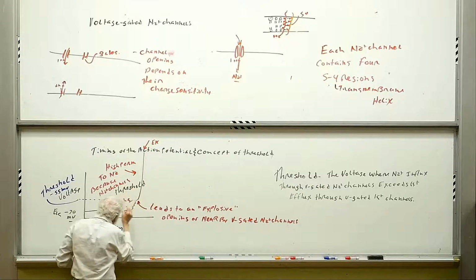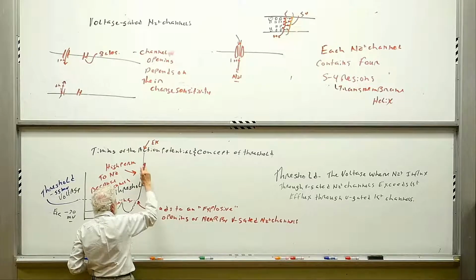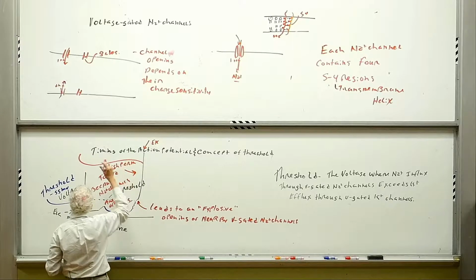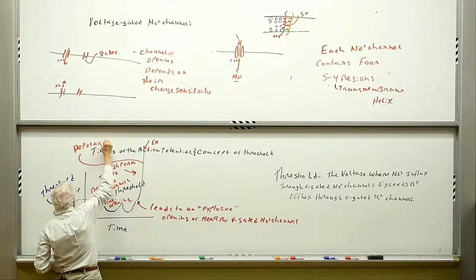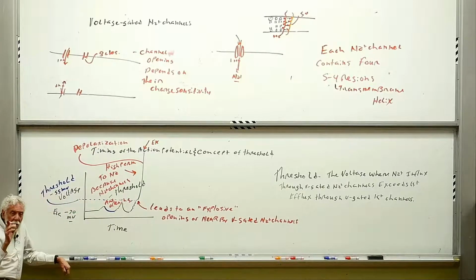And this sweeping increase in the voltage, where we go from minus 70 to plus 40, is called a depolarization. We had started out with the membrane polarized at minus 70 or 80 millivolts. And we depolarize that potential by allowing sodium to come in and offset all those negative charges.